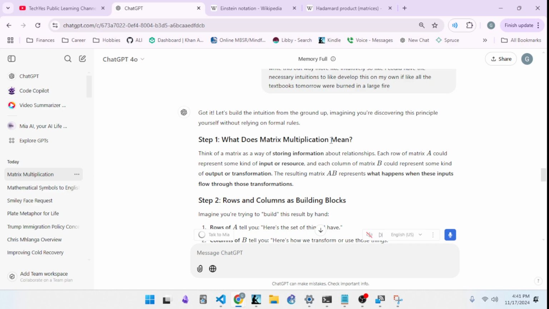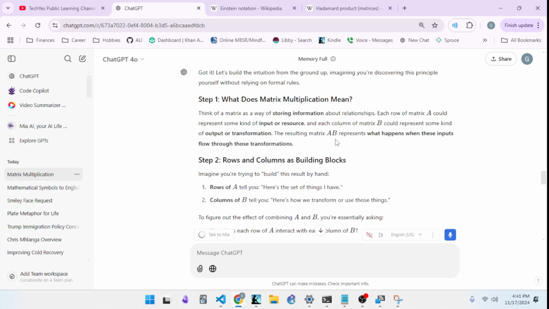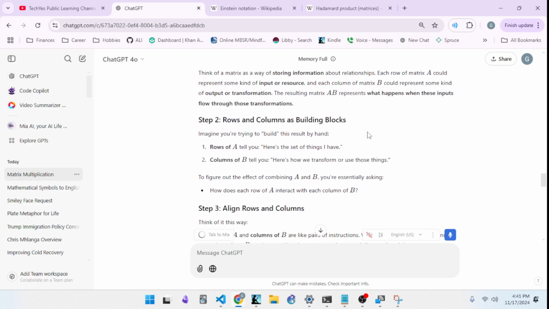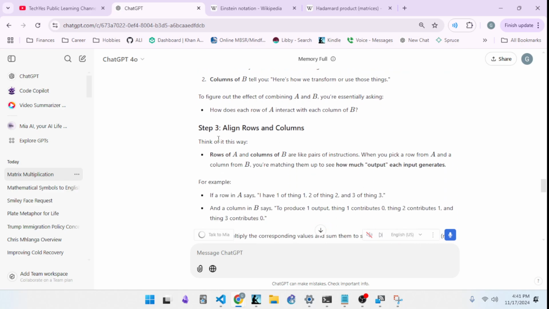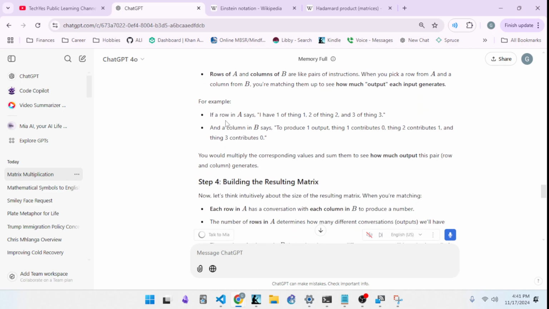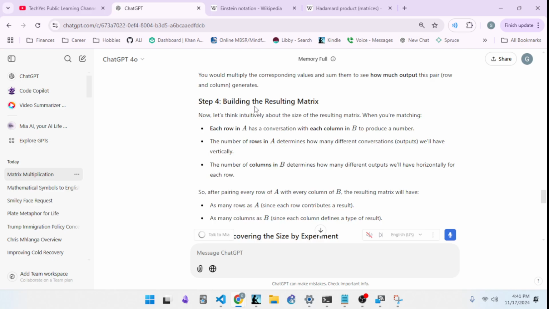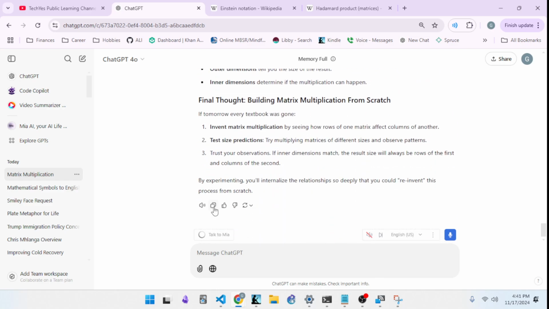Step 2, rows and columns are building blocks. Imagine you're trying to build this result by hand. Rows of A tell you, here's a set of things I have. Columns of B tell you, here's how we transform or use those things. To figure out the effect of combining A and B, you're essentially asking, how does each row of A interact with each column of B? Let's get it read out.